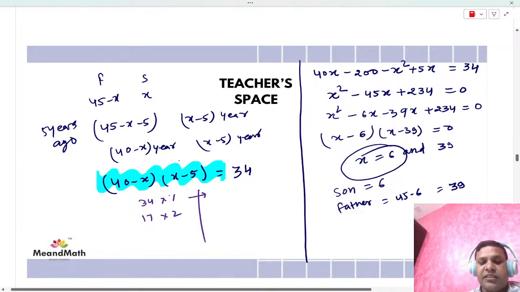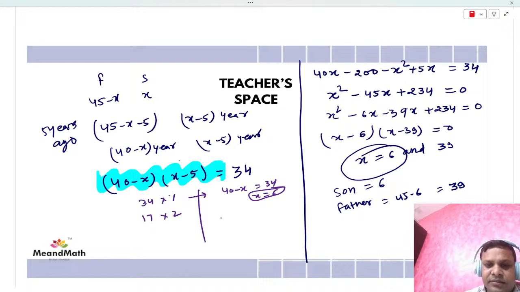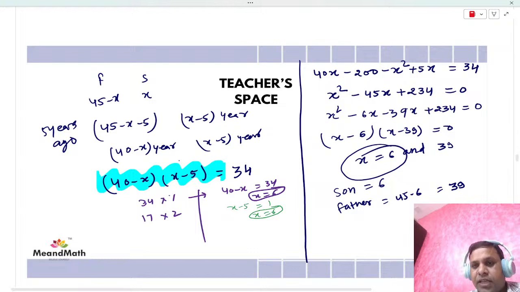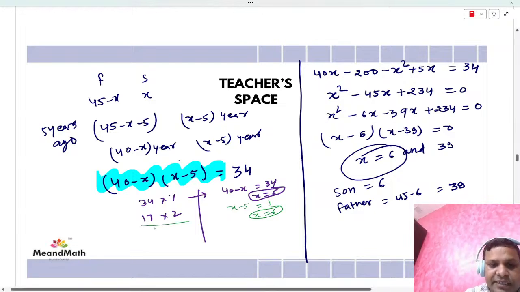If I check the first possibility, 34 into 1, so 40 minus x is equal to 34, x is equal to 6. And from the second bracket, x minus 5 is equal to 1, so x is equal to 6. Yes, both values are coming the same, meaning our first breakup should be correct, but we also have to check the second. If you check the second, 40 minus x is equal to 17, so x is equal to 23, and x minus 5 is equal to 2, so x is equal to 7. Different answers are coming from the two, so this breakup is not correct.